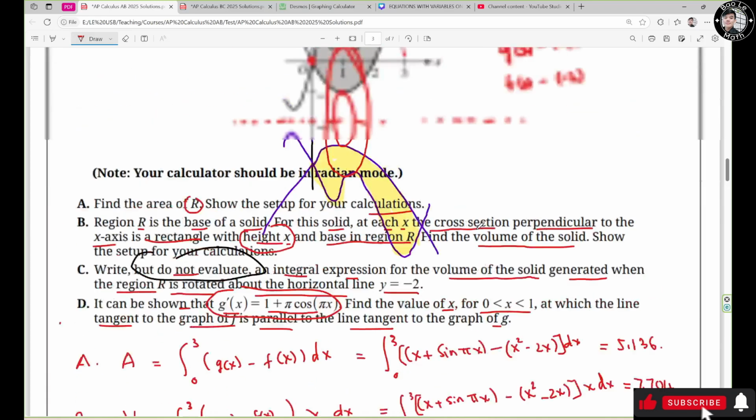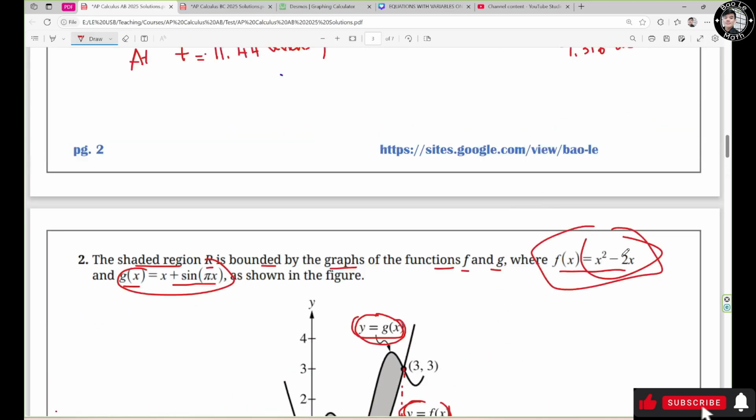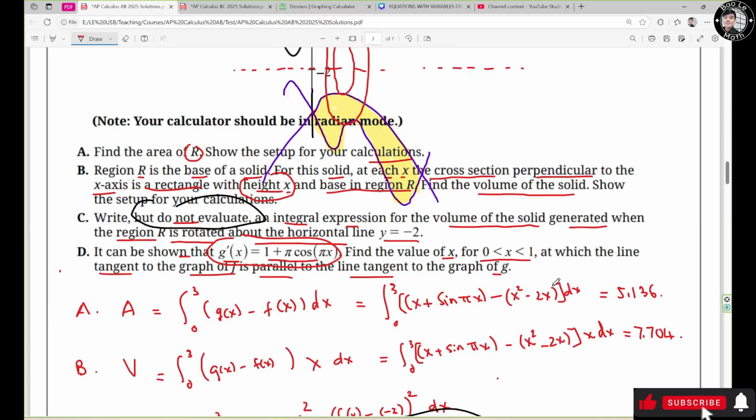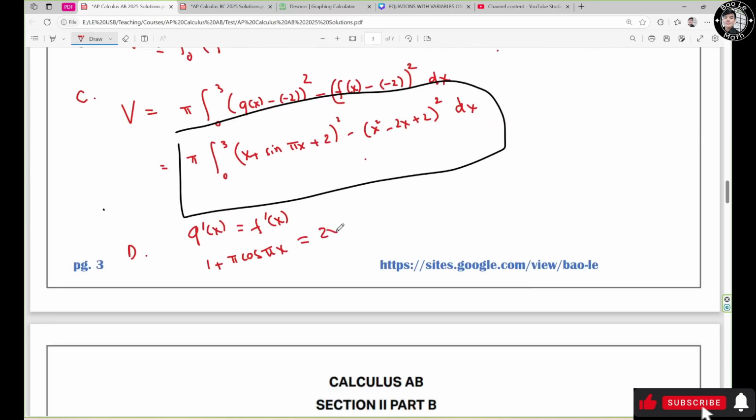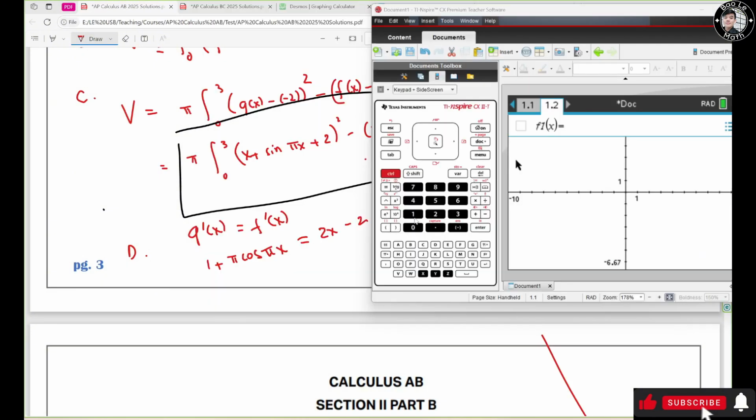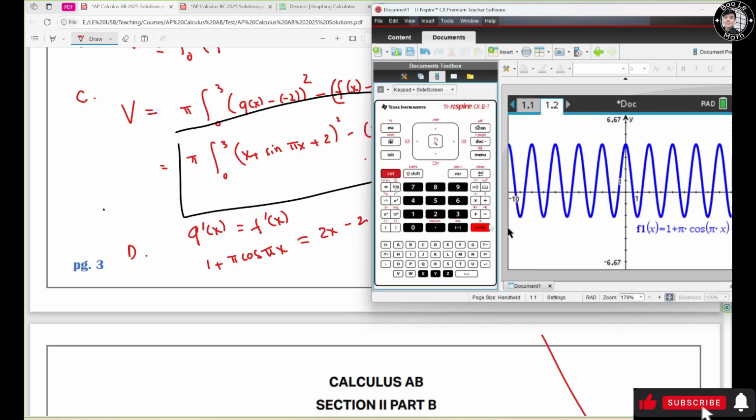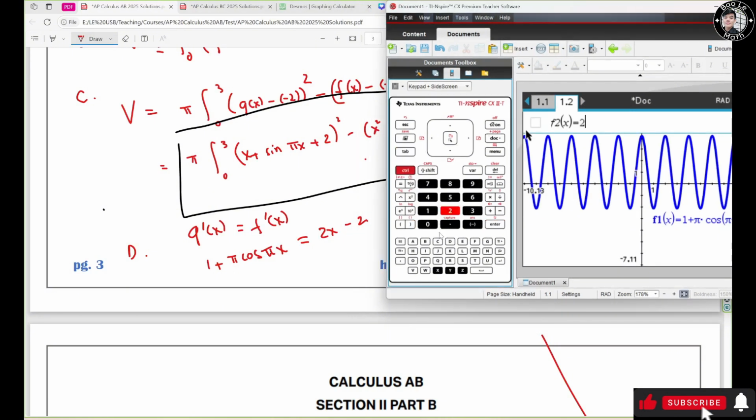Now f prime of x, f of x equals this one right here. You take the derivative of this one. It's going to be 2x minus 2, right? So this guy, 2x minus 2. Now you're going to put this guy on the calculator. It's going to be 1 plus pi cosine pi x, and hit enter. It's going to be this. Now I'm going to hit tab to put the second one, and then I'm going to hit enter. It's going to be right here.